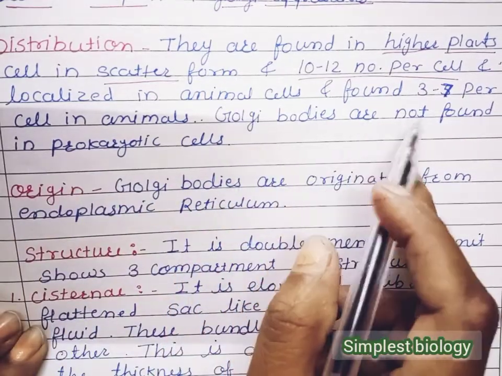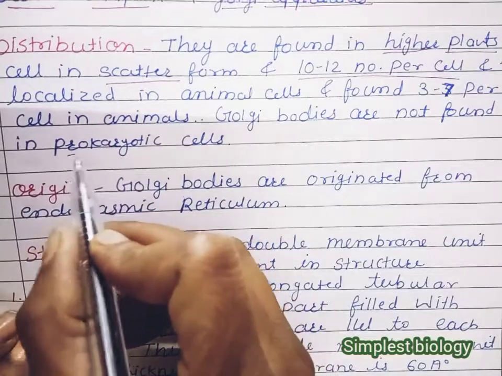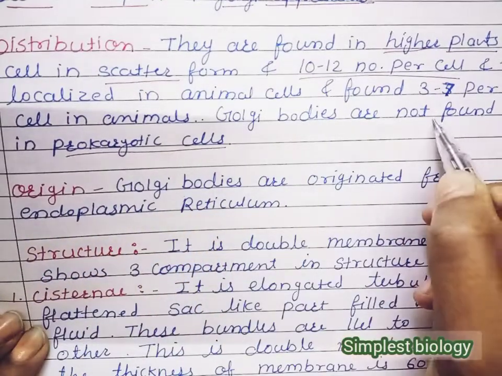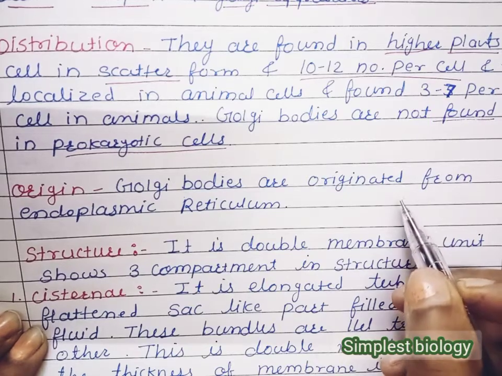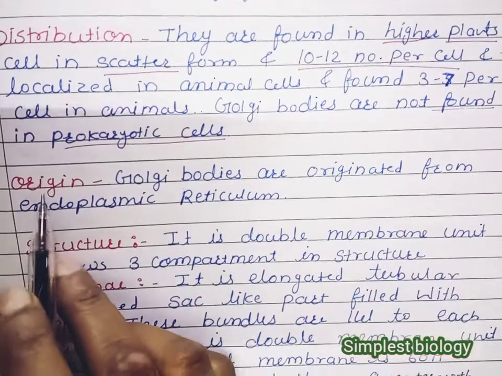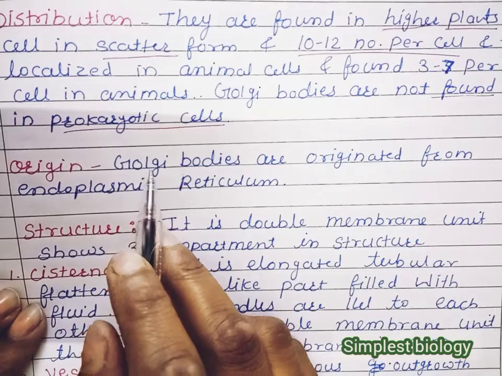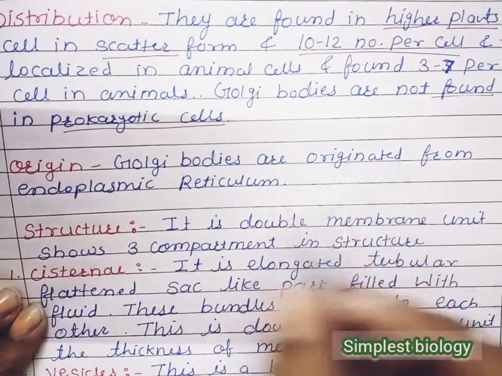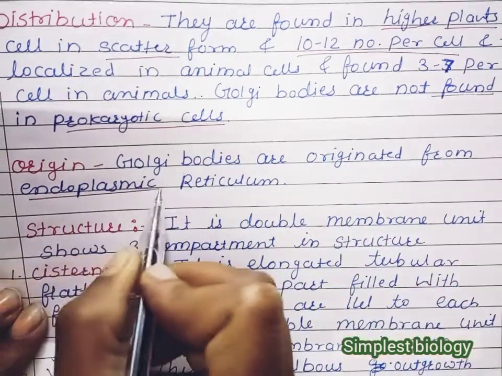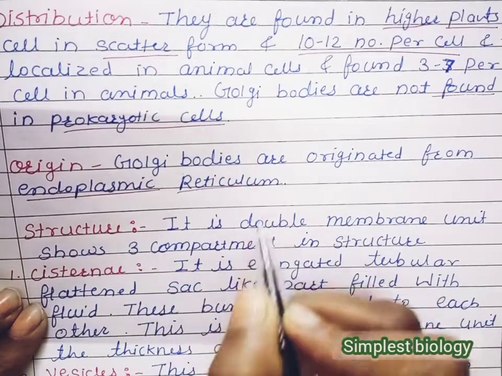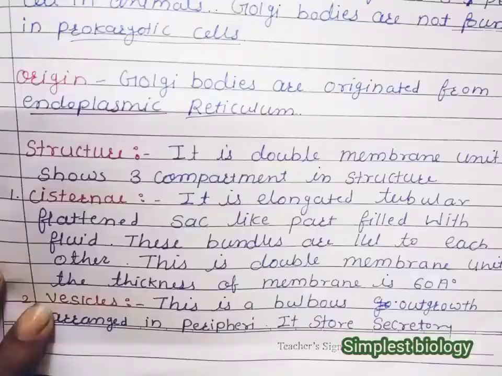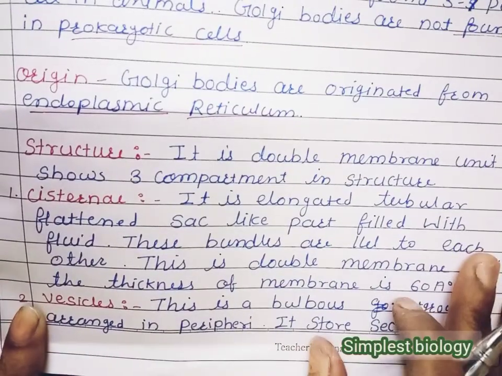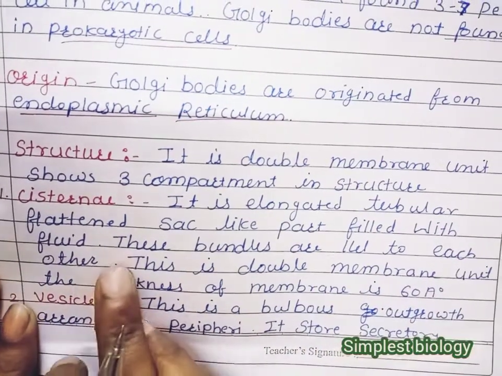Golgi bodies are not found in prokaryotic cells. We already talked about that. They are present in eukaryotic cells and absent in prokaryotic cells. Origin. Basically, Golgi bodies originate from the endoplasmic reticulum. In the last video, we talked about the endoplasmic reticulum. Now we see the structure of the Golgi bodies or Golgi complex.